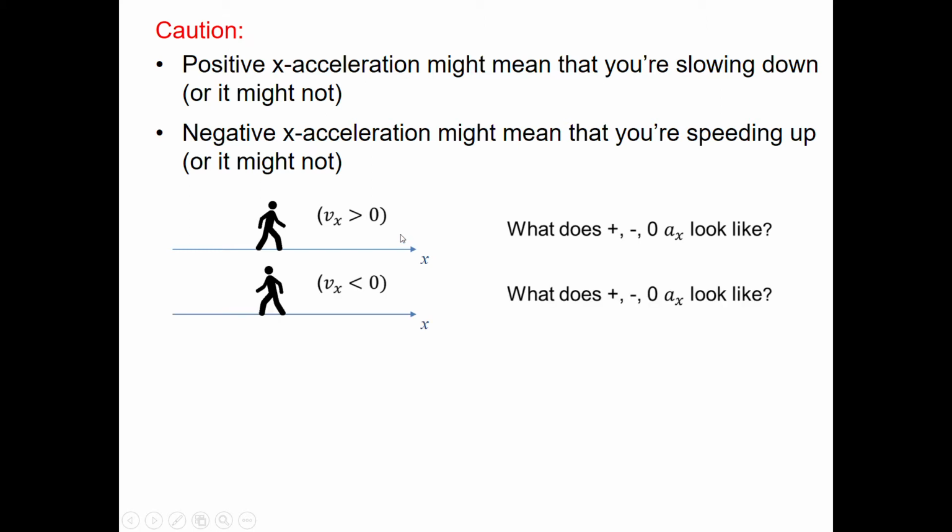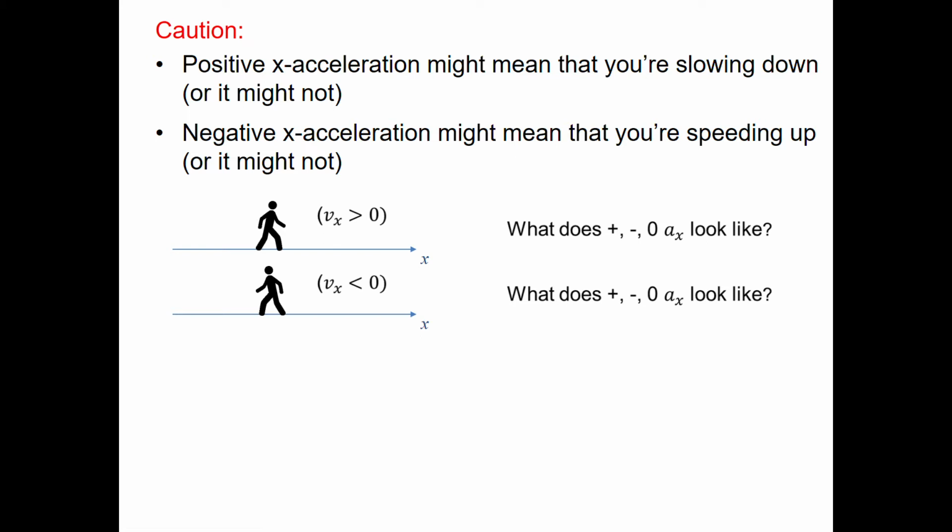Where it gets confusing is where an object is moving in the negative x direction. Vx is less than 0. In that case, positive x acceleration means that you're actually slowing down as time goes on. You're moving to the left in the negative x direction, but you're slowing down. That's a positive x acceleration. Whereas a negative x acceleration actually means that you're speeding up in the negative x direction. And 0 just means, again, that you're moving at constant velocity in that direction.